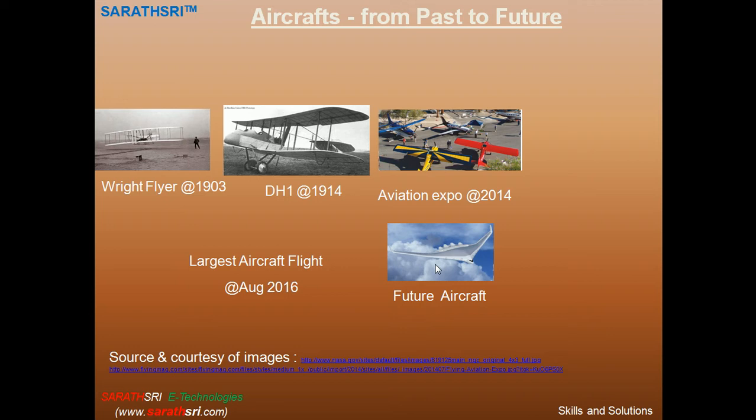Aircraft from the past to the future, it is worth considering how the aircraft industry has evolved from 1903, where the Wright brothers did their experiment at Kitty Hawk, to present day modern aircraft and future aircraft, blended aircraft. So there has been a lot of technology development in the aircraft industry over the last 100 years.